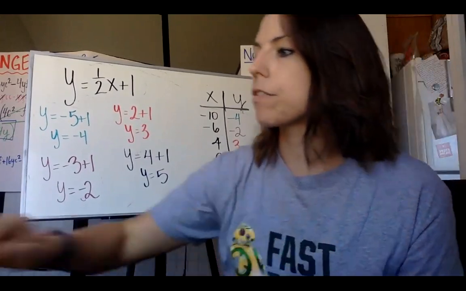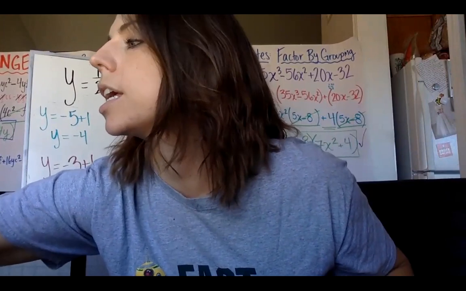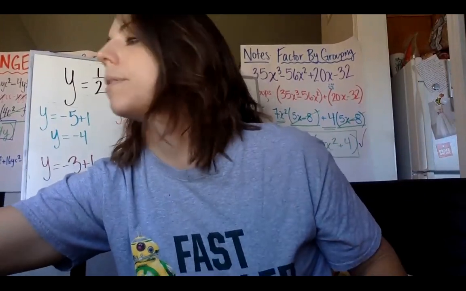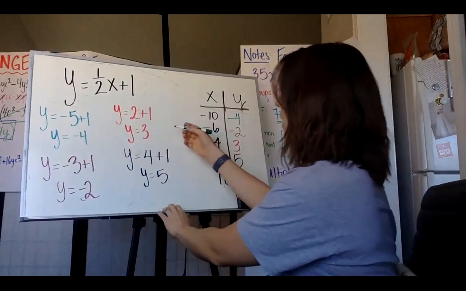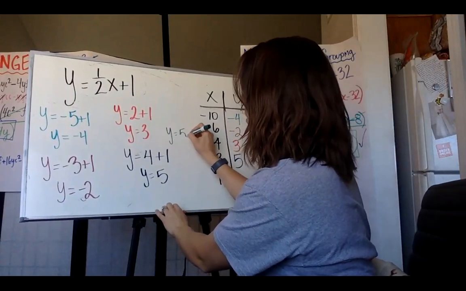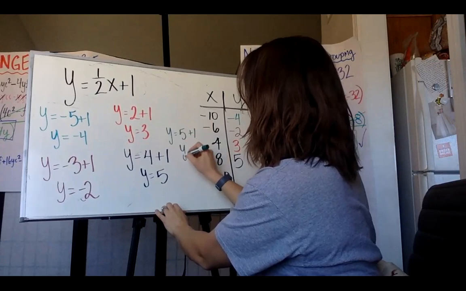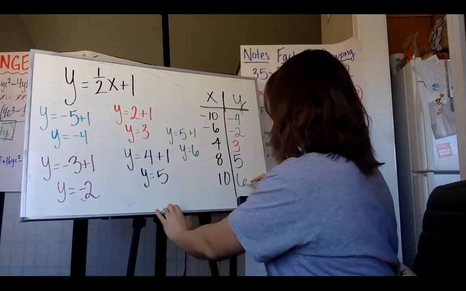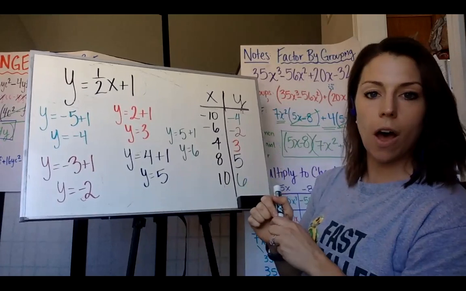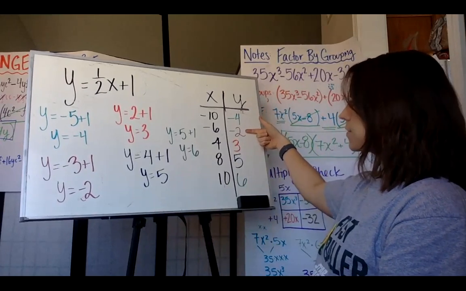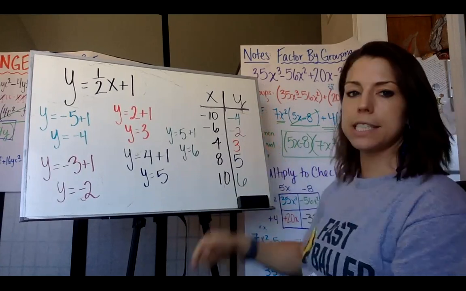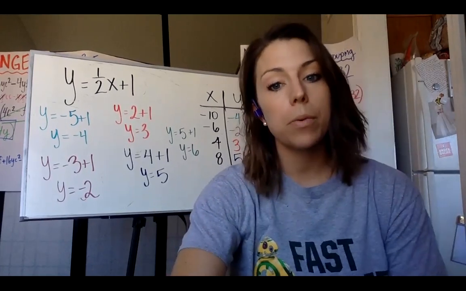And that leaves us with our final question. Let me grab another color here. Our final input is 10. Half of 10 is 5, plus 1 is 6. So if my calculations are correct, our points are (-10, -4), (-6, -2), (4, 3), (8, 5), (10, 6). Only one way to find out.